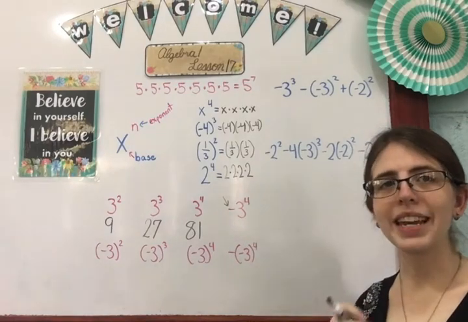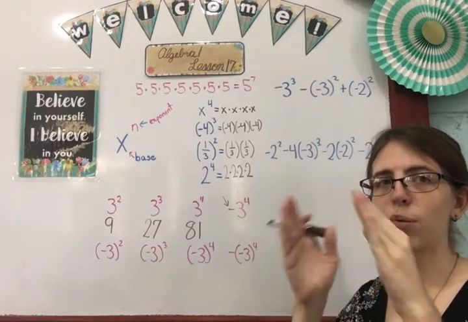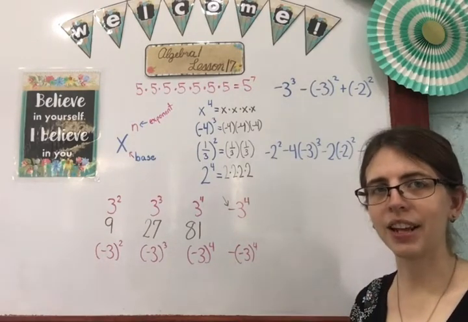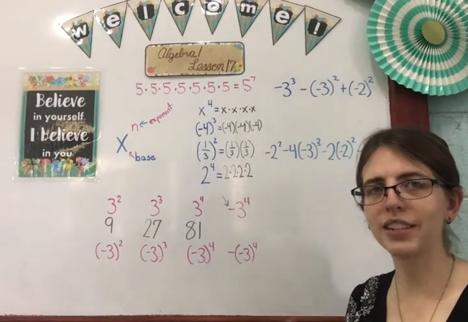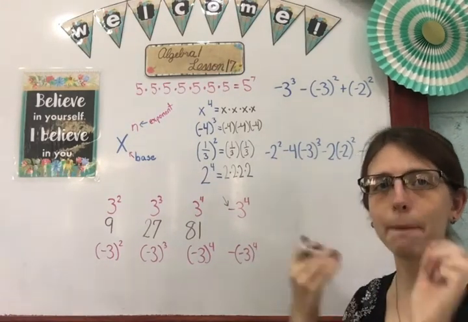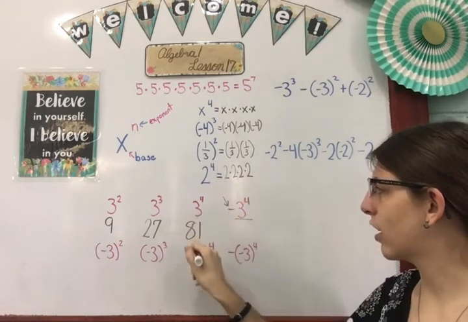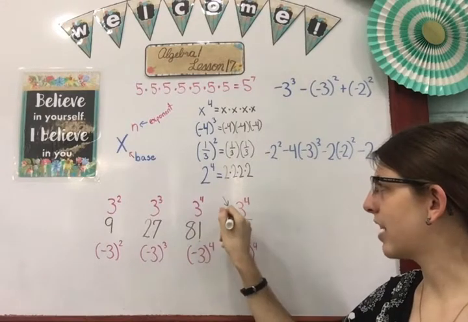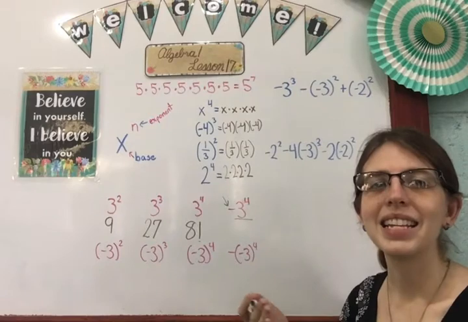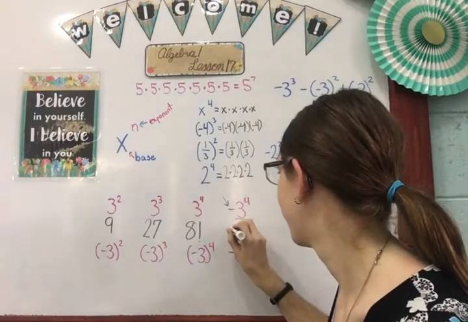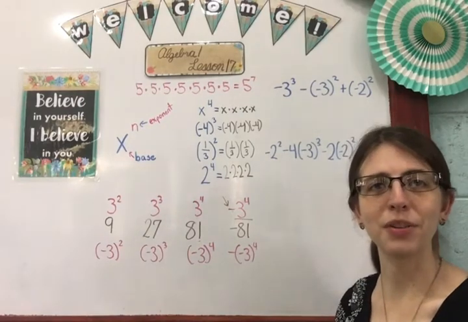When you see a negative with a number that has an exponent and no parentheses surrounding that negative, but in between the exponent, then that means you're taking the opposite of this answer. We know that this answer is 81. So this is the opposite of 81, which is what? Negative 81. And that's all you have to do.